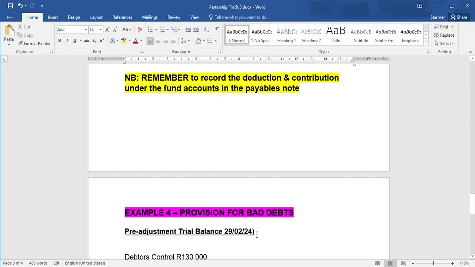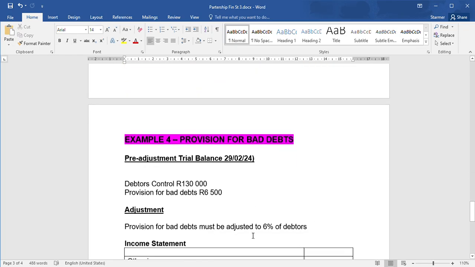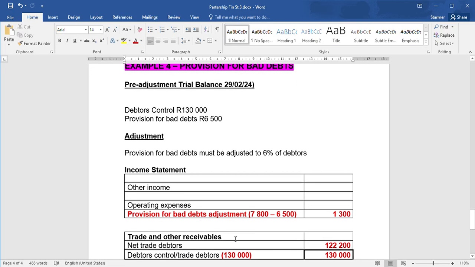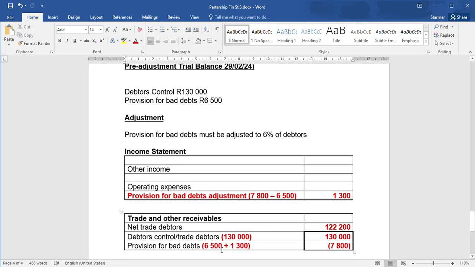And then the last one is your provision for bad debts. Once again, we're going to start off by filling in our opening totals. So we have debtors control of 130,000, provision for bad debts 6,500. And then they say provision for bad debts must be adjusted to 6% of debtors. So you take your debtors figure of 130,000, you multiply it by 6%, that gives you 7,800 rand, which you write in straight away. That figure is going to be negative, because we're going to subtract that to get your net trade debtors in a minute.